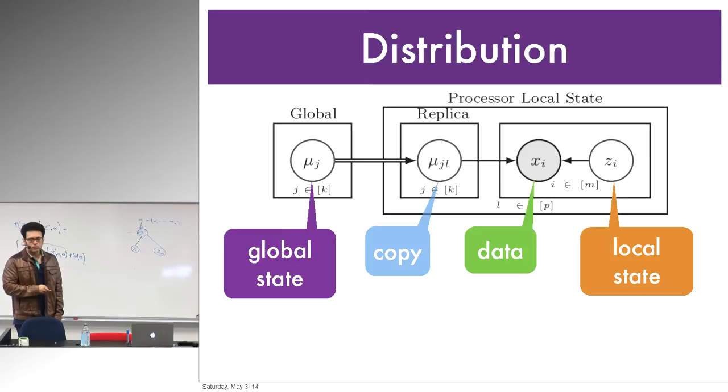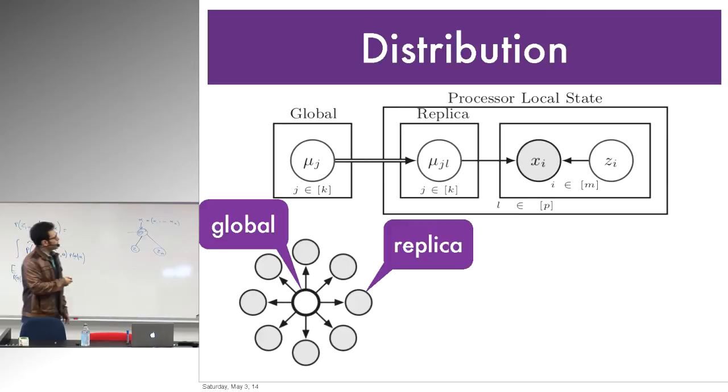Okay? So here is just an abstraction of the communication topology. You have the global state residing in one machine, and you have different clients or different replicas of the global state. These are the local copies. Now each processor streams the data from disk, looks at XI and ZI, looks at its own local copy, and changes its own replica of the global state. Okay? But we want to make sure that these replicas are synchronized by pushing updates back and forth from the global state. And we want this to happen asynchronously so that we don't lock.